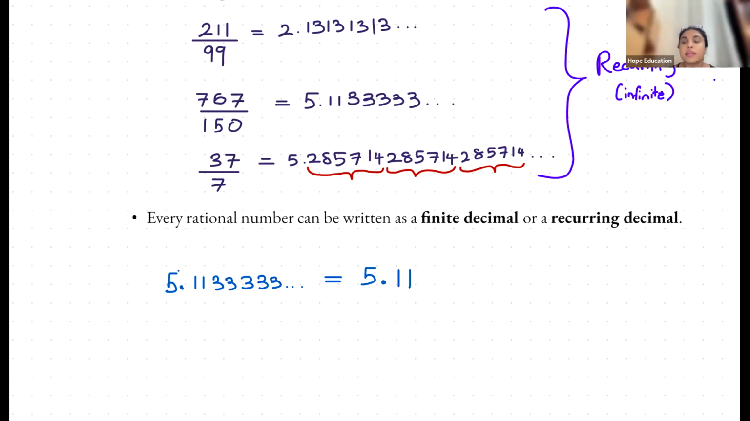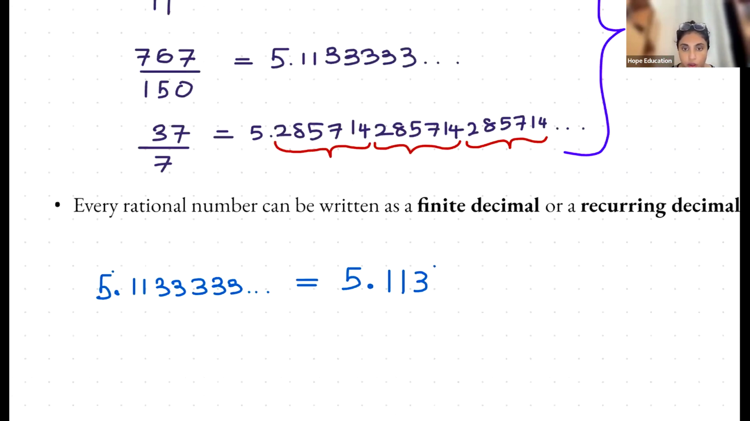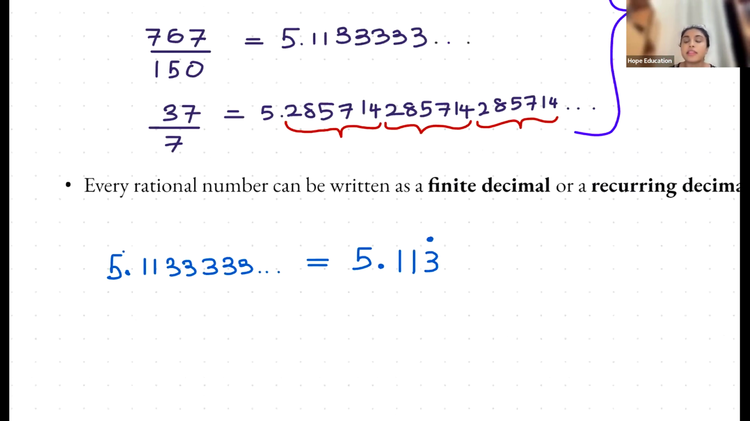But this number 3 keeps on repeating, right? The number 3 keeps on repeating. So what I'm going to do is write 3 here and put a dot on top of it, a little dot on top of the 3. What that indicates is that the number 3 keeps on repeating. That is its meaning.